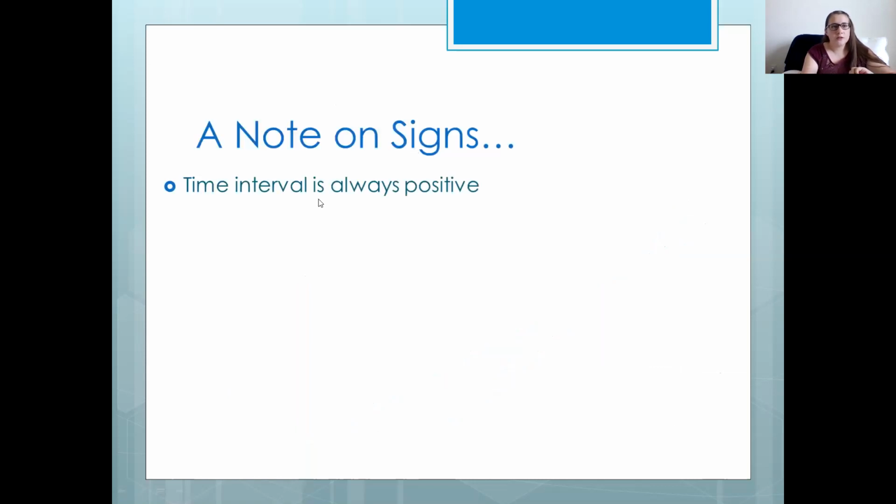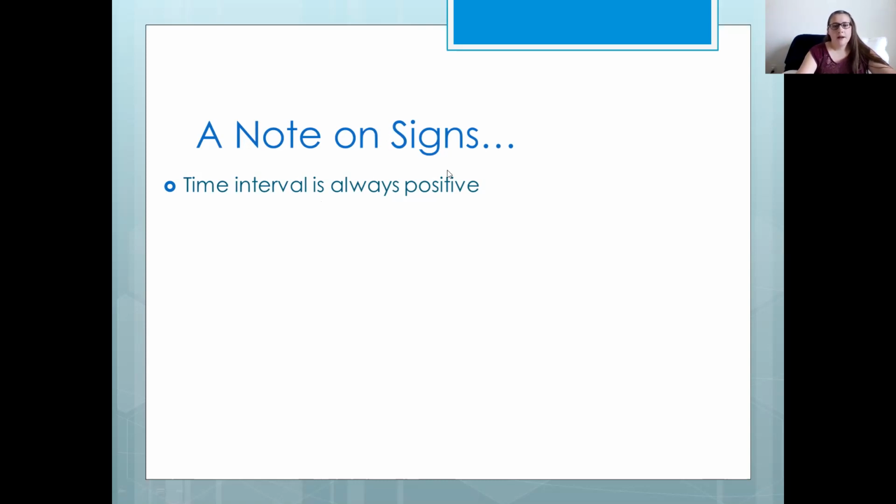So just a quick note on the signs of these velocities. A time interval is always positive. We can't actually go back in time. So time interval is always positive. We'll always be going forward in time.